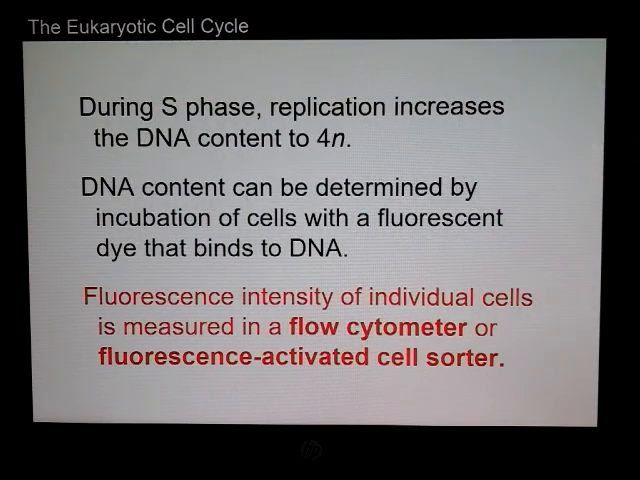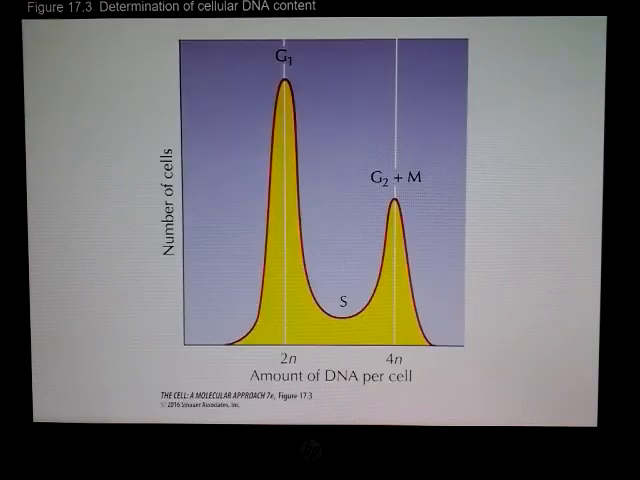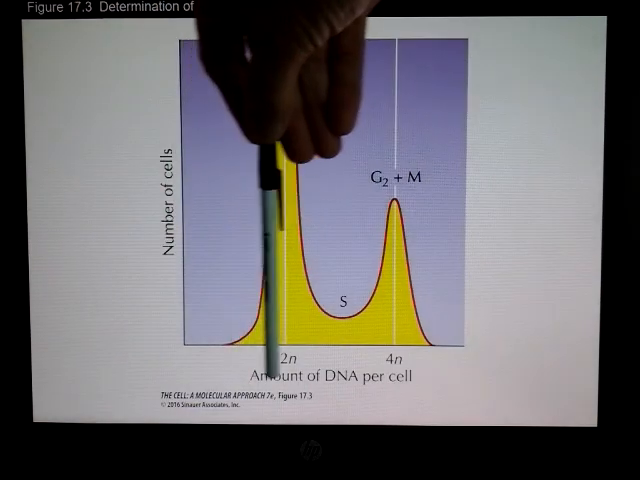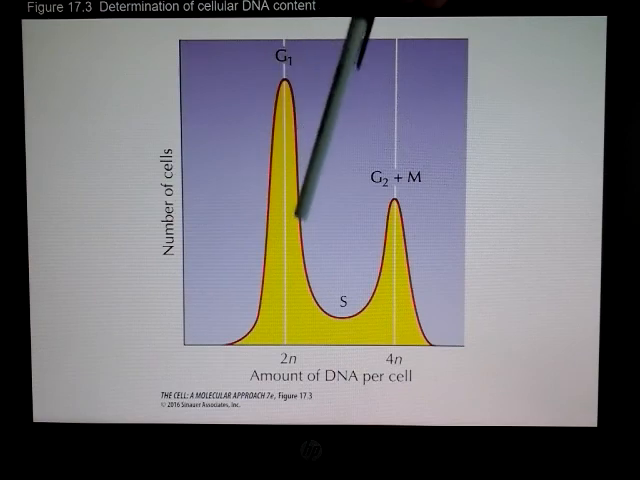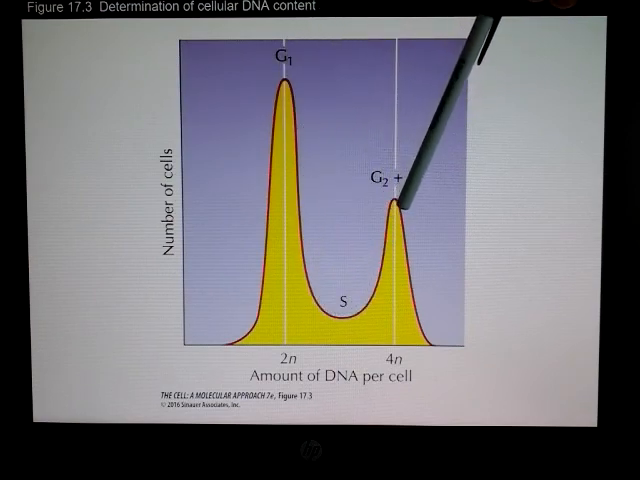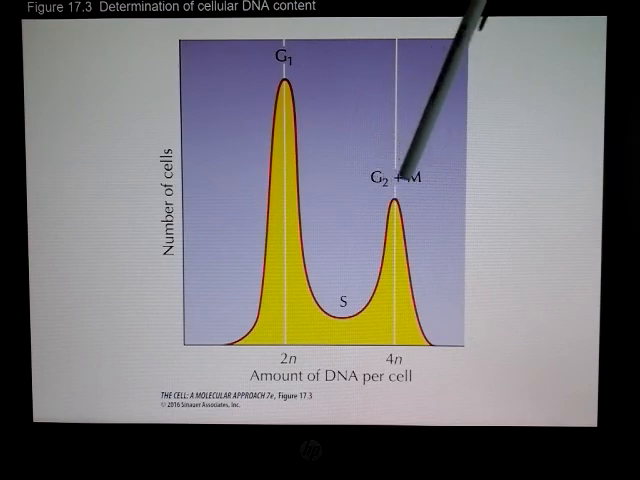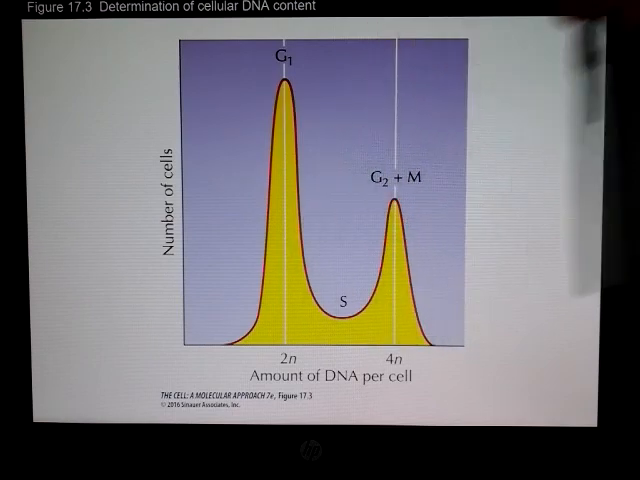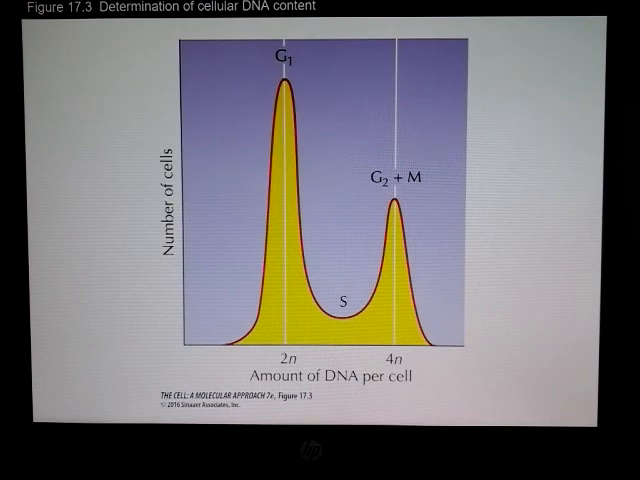A really cool type of instrument that you can use is called a flow cytometer or fluorescence activated cell sorters. And if you take a look here, guys, you can actually count the number of cells, and as the number goes up, here's your G1 and then the amount of DNA per cell, and then it goes down, you've got your synthesis taking place, then it goes up when you have G2 and M. So a flow cytometer is used then to measure this.